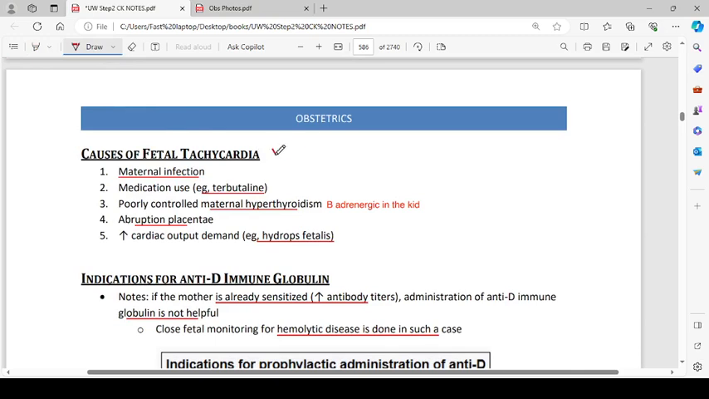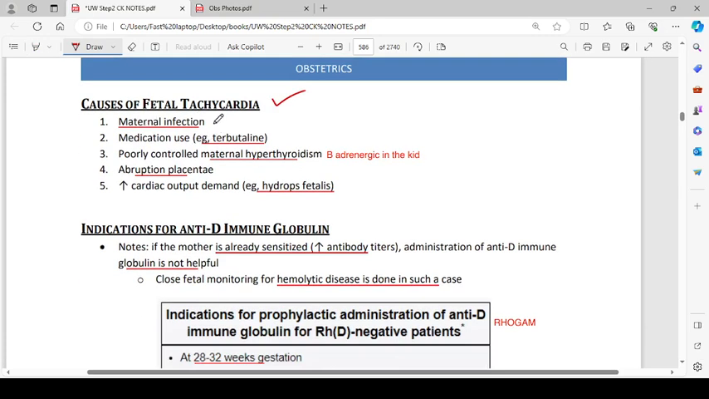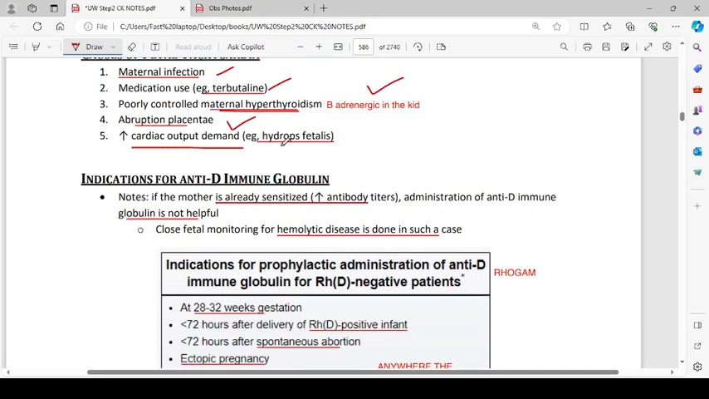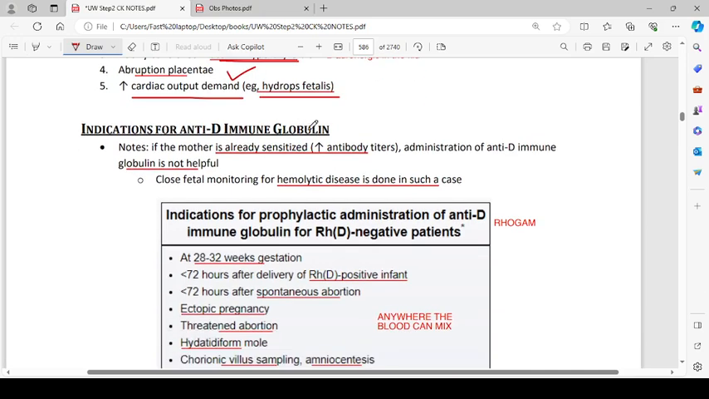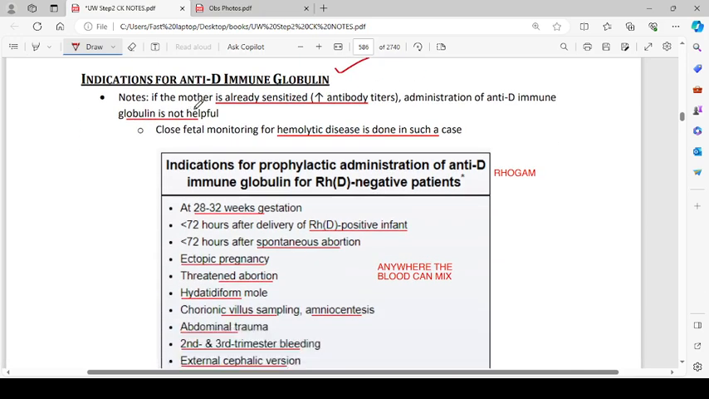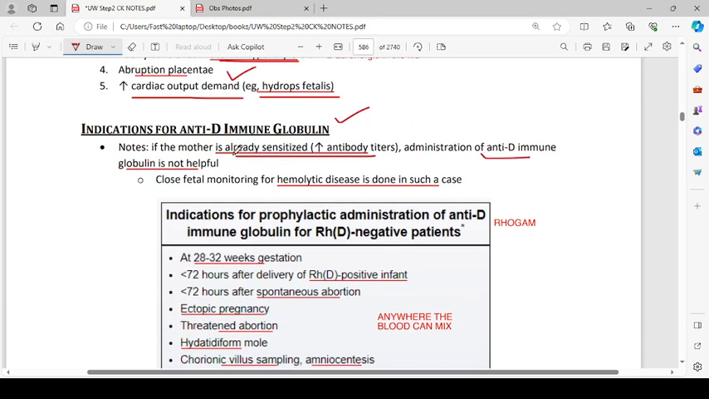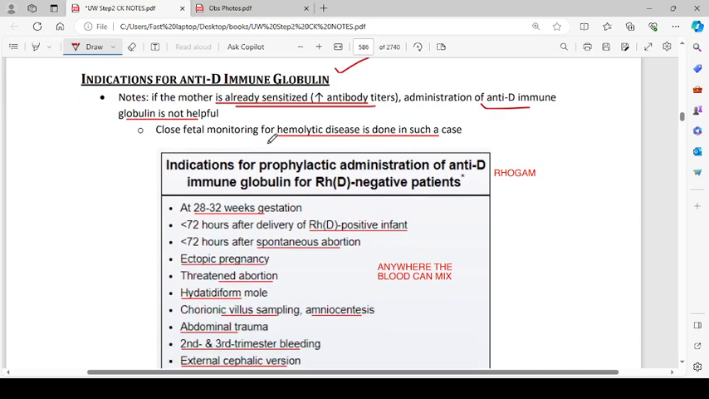Then we have causes of fetal tachycardia: maternal infection, medication use, for example, terbutaline, poorly controlled maternal hyperthyroidism, abruptio placentae, increased cardiac output demand, for example, hydrops fetalis. Indication of anti-D immunoglobulin: if the mother is already sensitized, with increased antibody titer, administration of anti-D immunoglobulin is not helpful. Close fetal monitoring for hemolytic disease is done in such a case. Indication of prophylactic administration of anti-D immunoglobulin for Rhd negative patients, that is RhoGAM.